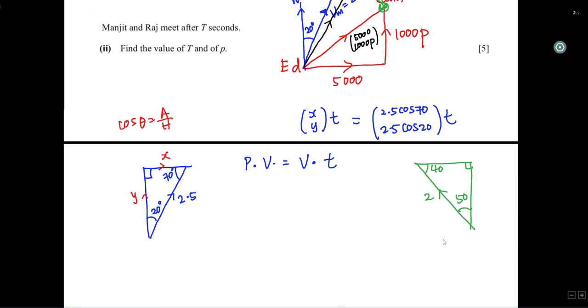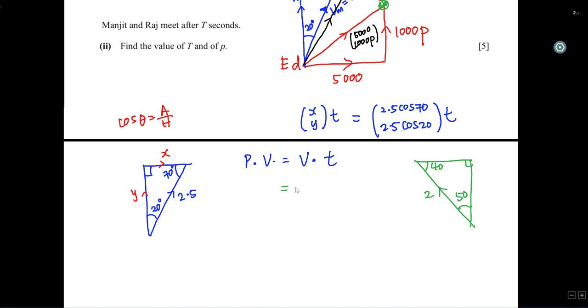Same thing, in order to get the velocity, I will need to do the x and y thing. So x is basically this one. This is x, and this is y. So I will use back the method just now. You should know, in order to get this as an adjacent, I will use the 40 degrees, and then I will multiply with the hypotenuse. So this is 2 cos 40.